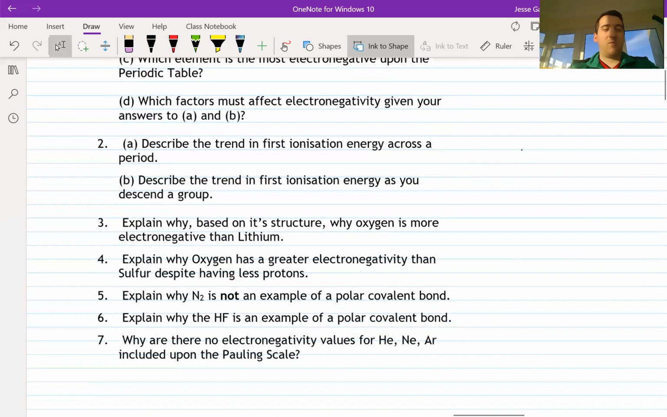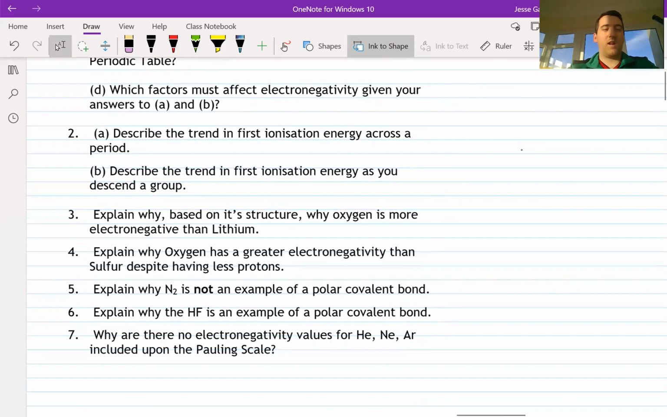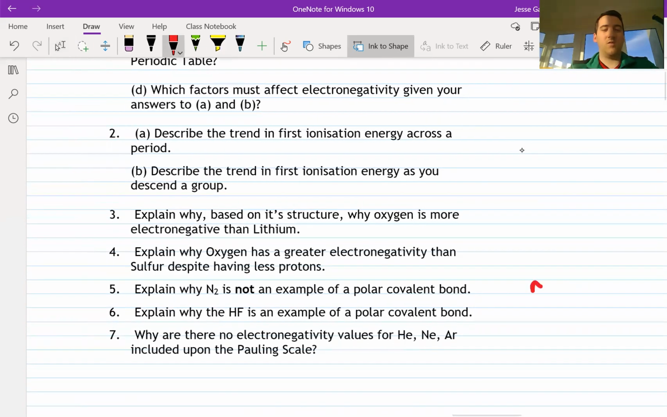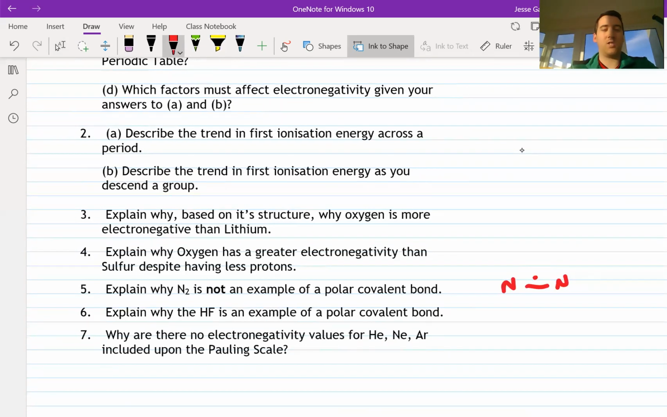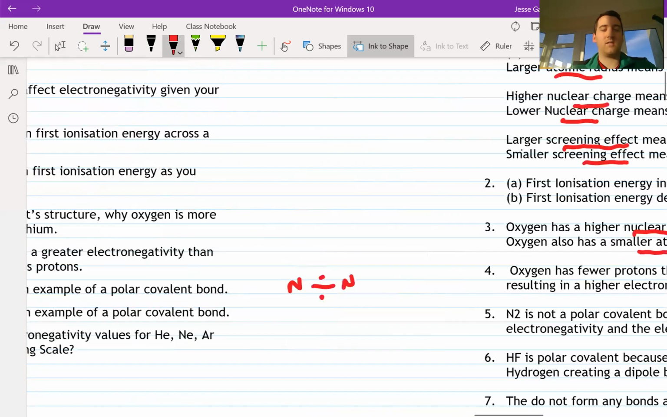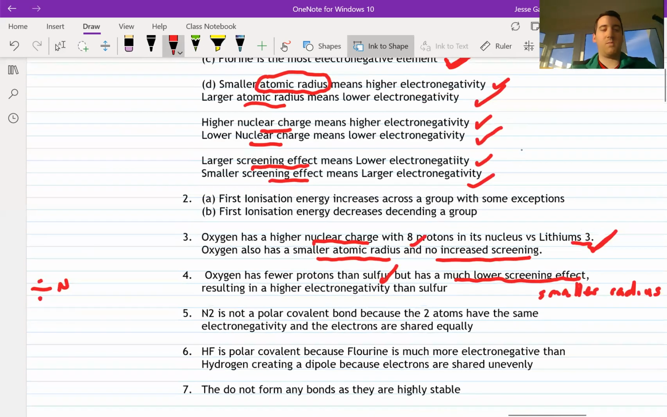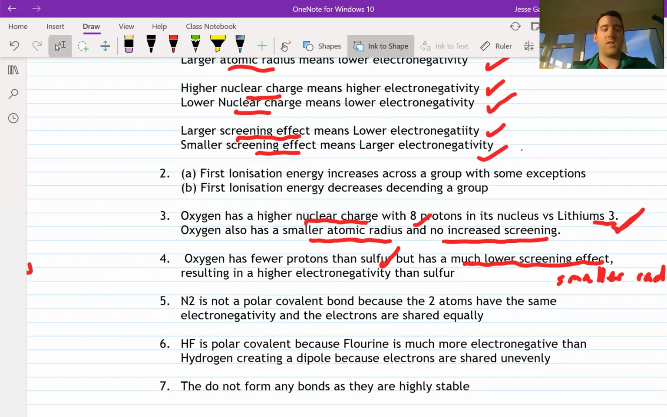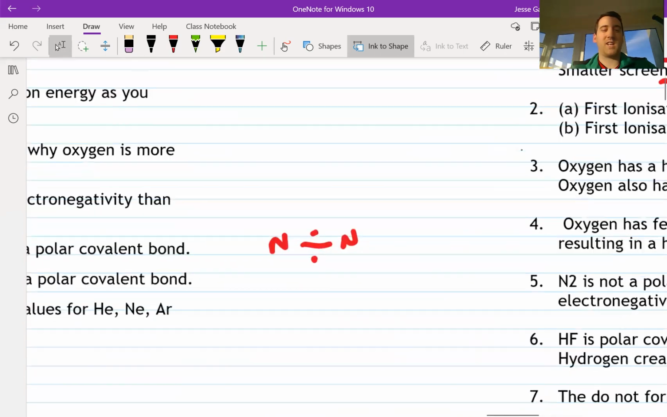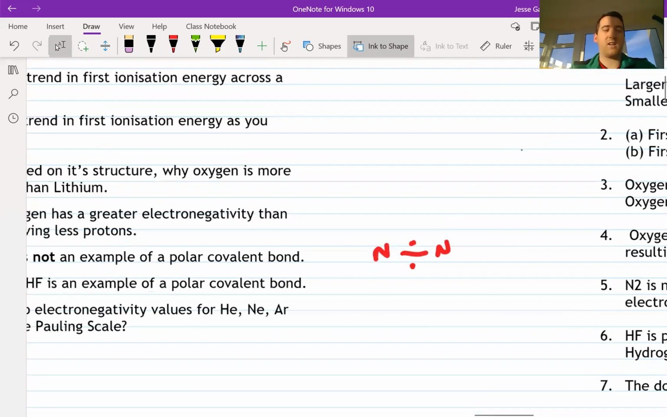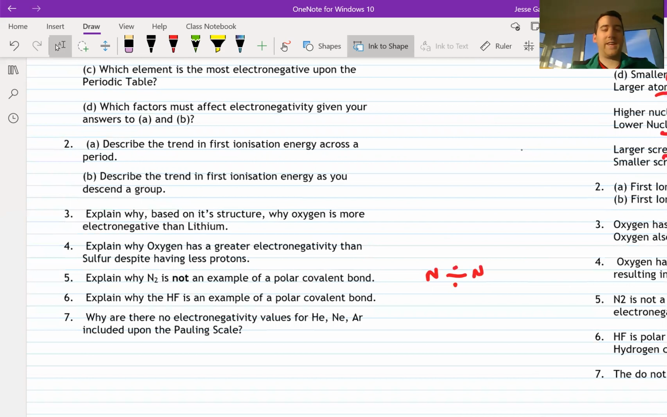Explain why N2 is not an example of a polar covalent bond. Well, of course, N2 has 2 atoms bonded, and these are the same atoms, so they will have the same electronegativity, which means the electrons will be shared equally. So it's not polar covalent because the 2 atoms have the same amount of protons in the nucleus, basically the same atoms. So what have I said? N2 is not polar covalent because the 2 atoms have the same electronegativity and the electrons are equally shared. They are identical atoms with the same electronegativity. They don't attract more than the other one. The electrons are equally shared.